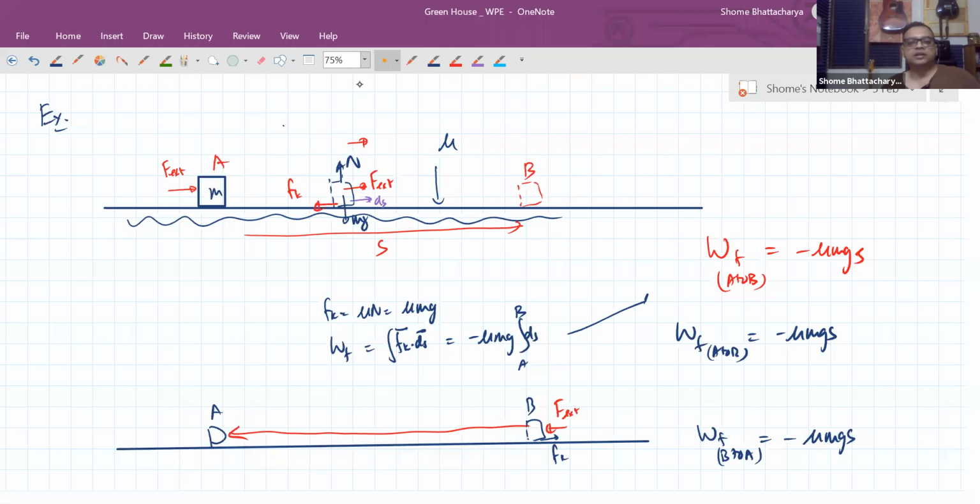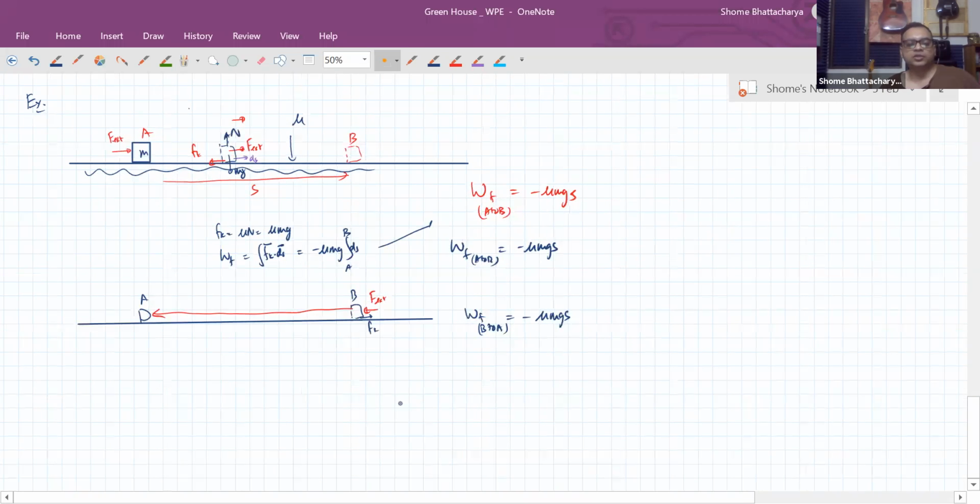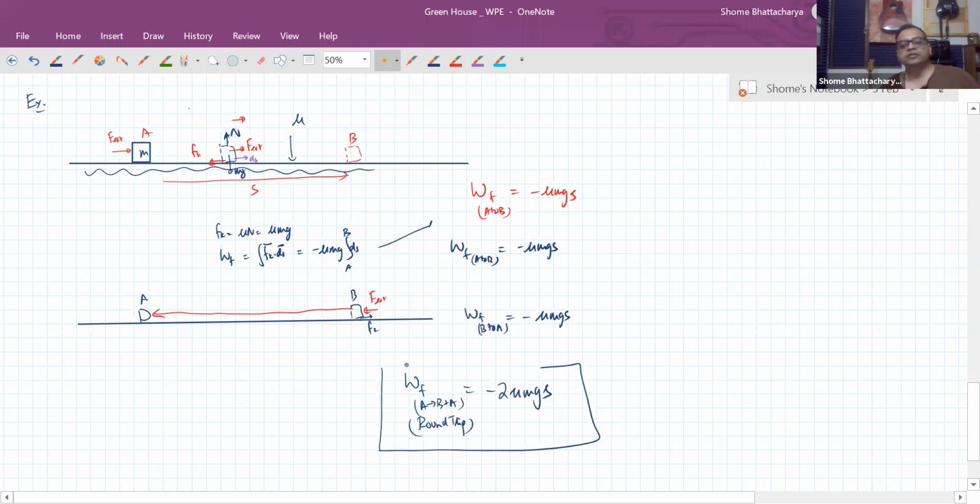So the total work done in the round trip is how much? It's the sum of two negative quantities, so it can never be zero. So work done by friction from A to B to A, this round trip, is becoming just minus 2 mu mgS. Or whatever the values, but it's the sum of two negative quantities, so it's non-zero, because kinetic friction is a non-conservative force. So work done in a round trip is not equal to zero.